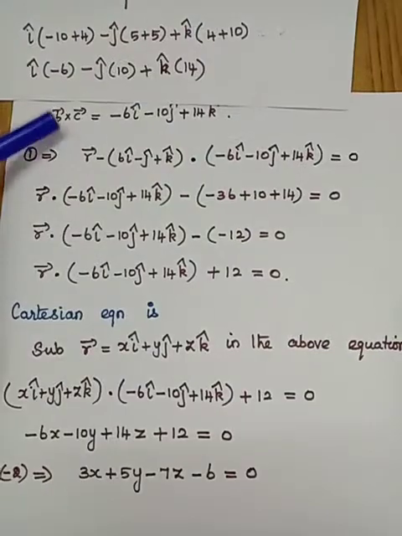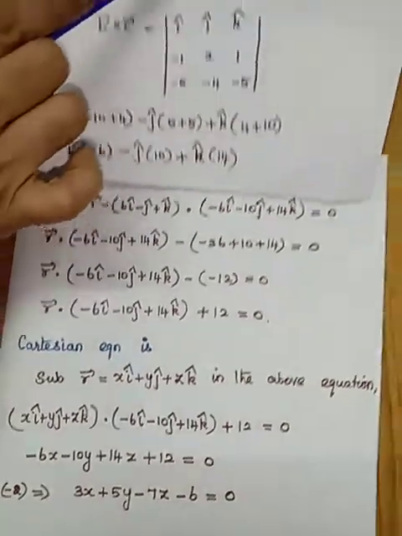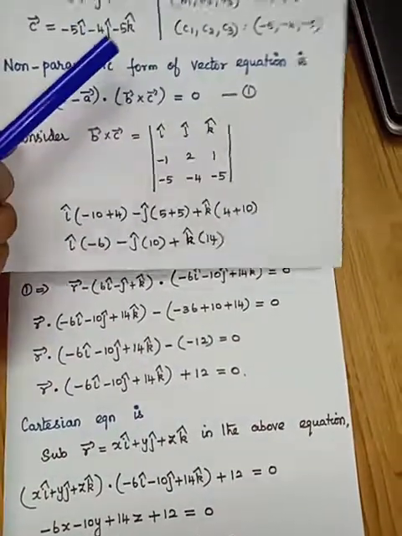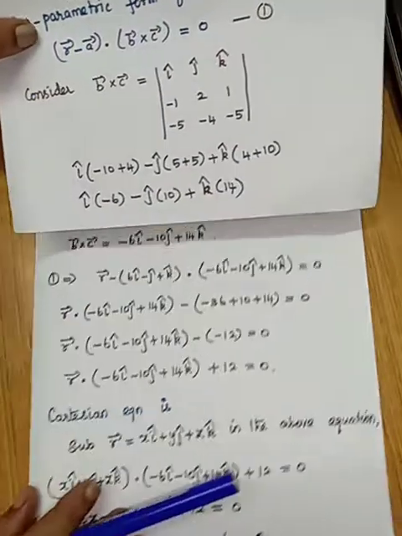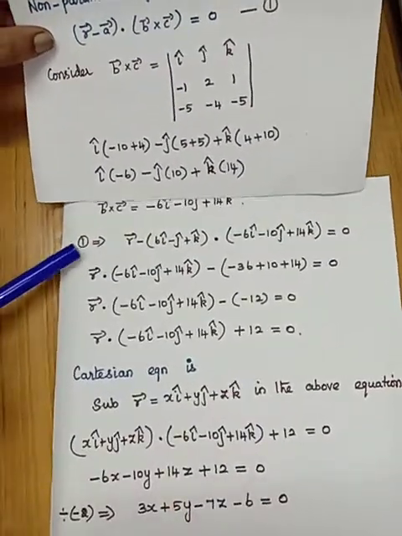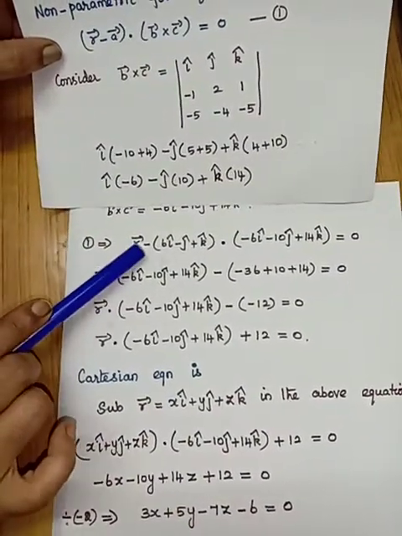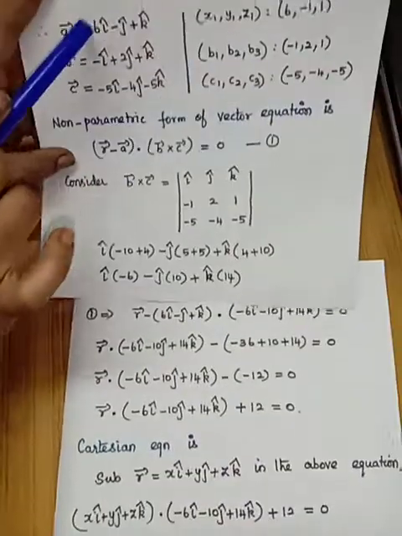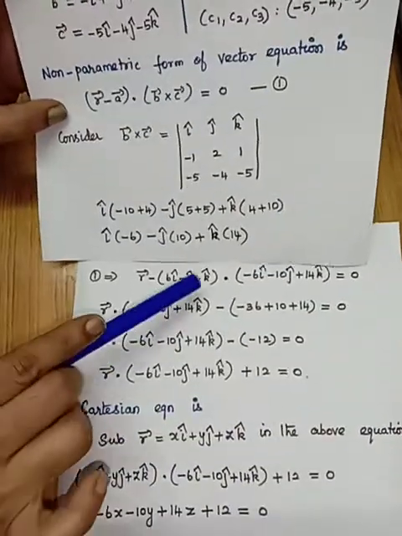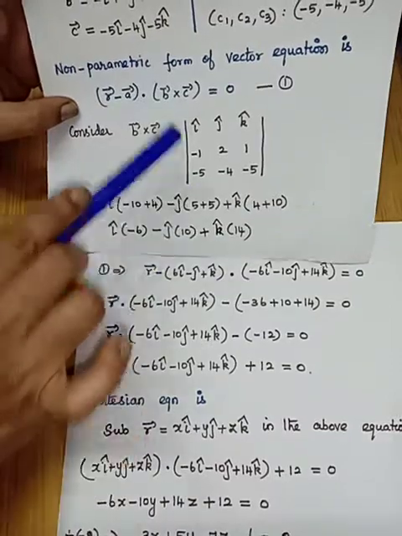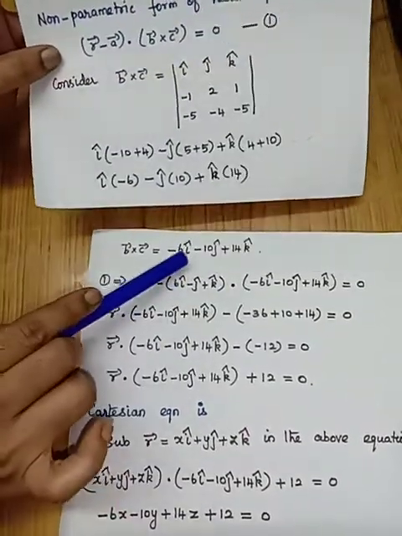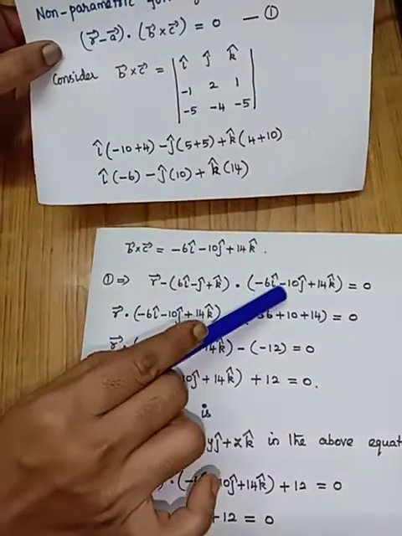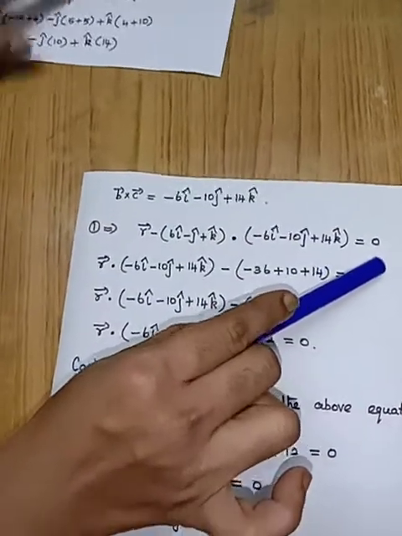Okay, so this b vector cross c vector has to be substituted in this first equation. Also a vector has to be substituted. So the first equation implies r vector minus a vector, so this is the a vector, I have substituted here, dot b vector cross c vector. We have found b vector cross c vector, so I have written it here, which is equal to 0.